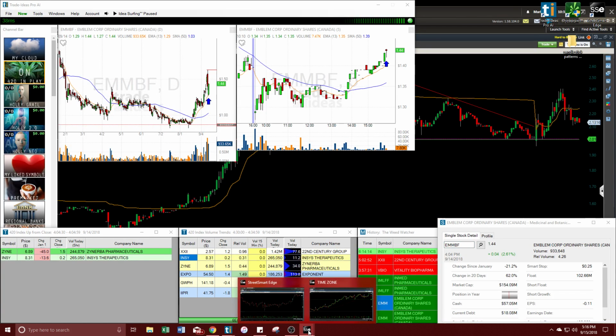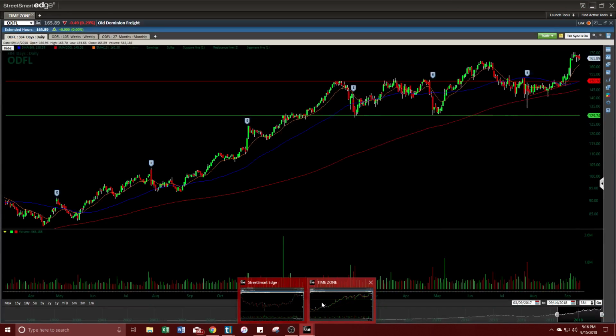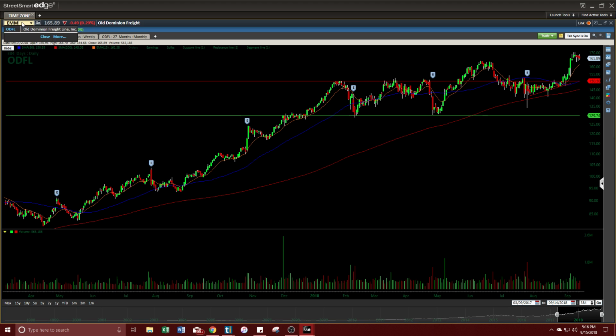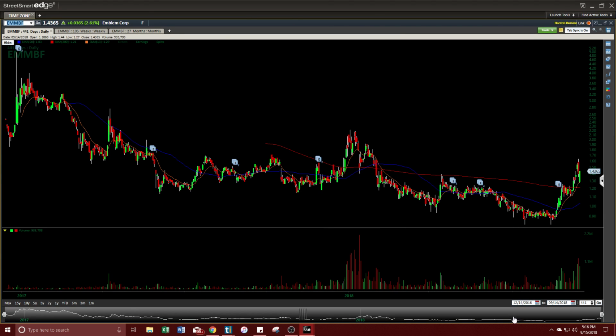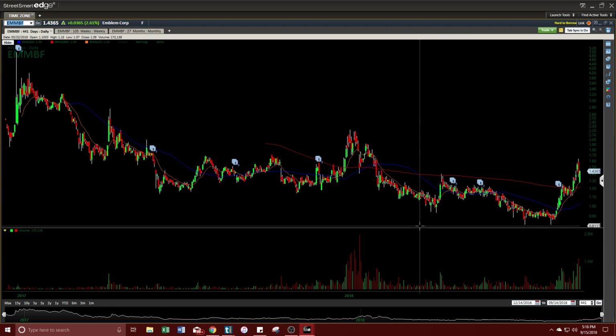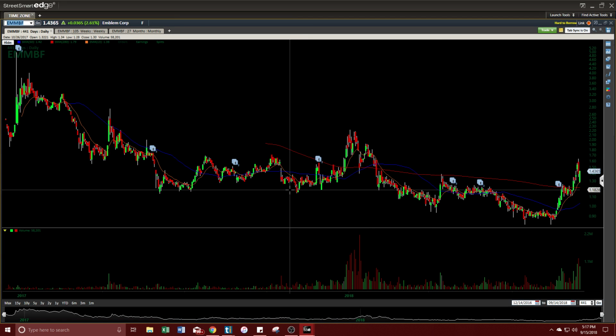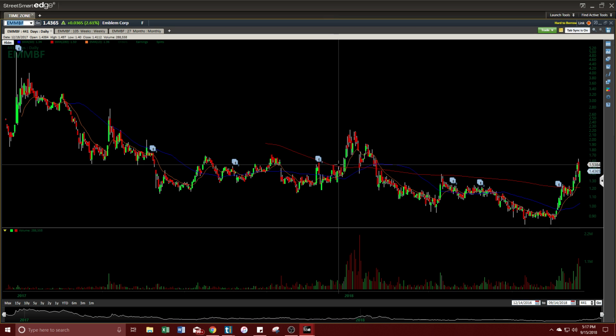Let's see. EMMBF. Okay. Looks like it's a stock that loves playing with the moving averages. You can see right here, well, it goes back a ways. So right here, this 200-day was acting as a resistance. It kept bumping off of it.